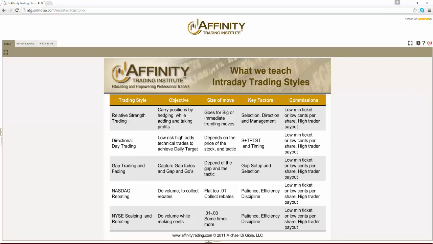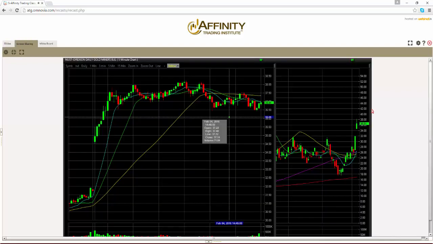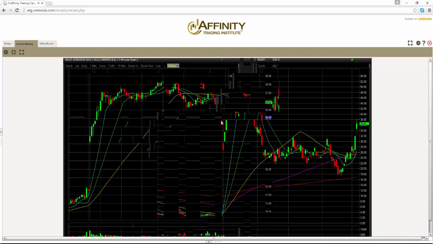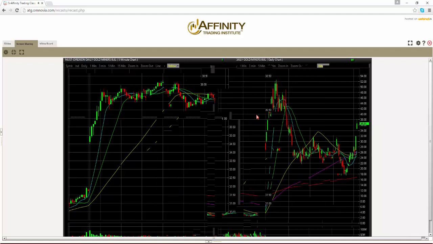Now, what styles of trading do we teach? We really heavily focus on relative strength trading. The objective of relative strength trading is carrying a position while hedging, adding and taking profits depending on that particular stock's strength to the market. Now, guys, I have to show you something. This is from this morning. This is a real example.